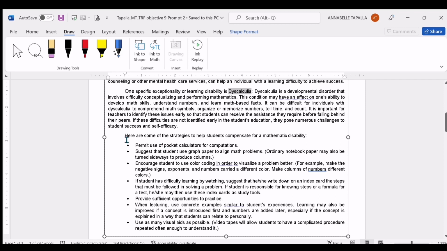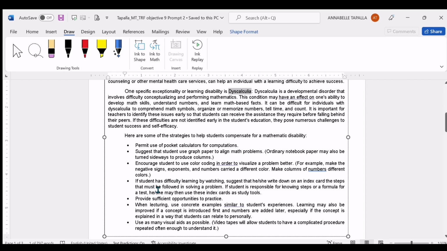So, ito po yung some of the strategies to help students compensate for a mathematics disability. So, permit use of pocket calculators for computations. Suggest that students use graph paper to align math problems. Like ordinary notebook paper may also be turned sideways to produce columns. Encourage students to use color coding in order to visualize a problem better. For example, make negative signs, exponents, and numbers carrying a different color. Make columns of numbers different colors.